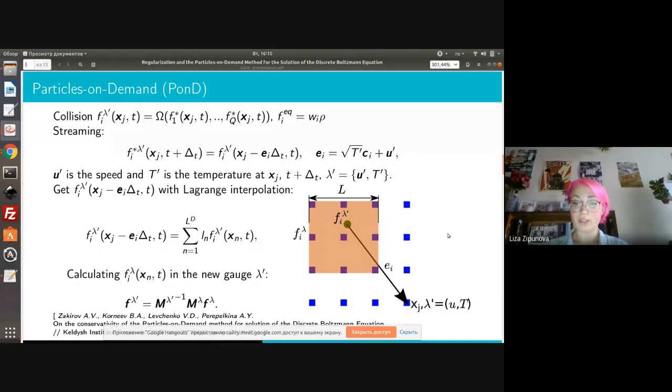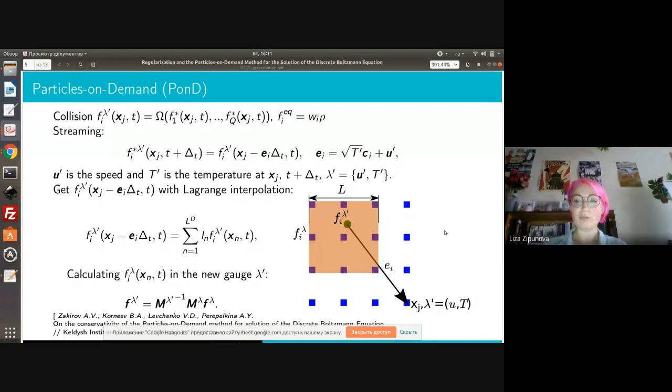Velocity and temperature for the gauge are taken from the next time layer. This is an off-mesh point, so the discrete distribution function at this point is interpolated using, for example, Lagrangian interpolation. L is the size of the interpolation template. As many other semi-Lagrangian methods, it is not conservative even in mass. Please refer to the following paper to find out the variant which is explicit and satisfies mass and momentum conservation. In case of a fixed interpolation template, particles on demand is conservative for mass and momentum.